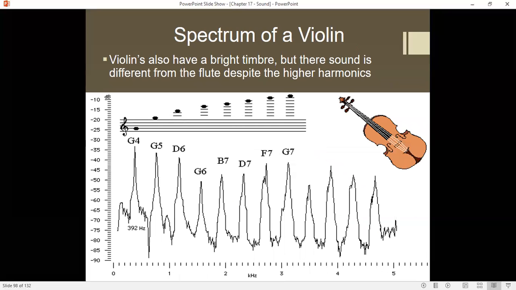Now we look at the violin, also a bright sounding instrument. And again, first harmonic, second harmonic, third harmonic, fourth harmonic, all of them still very intense, even all the way out to 5, 6, 7, 8, 9, 10, 11, 12th harmonic. Bright sounding instrument.